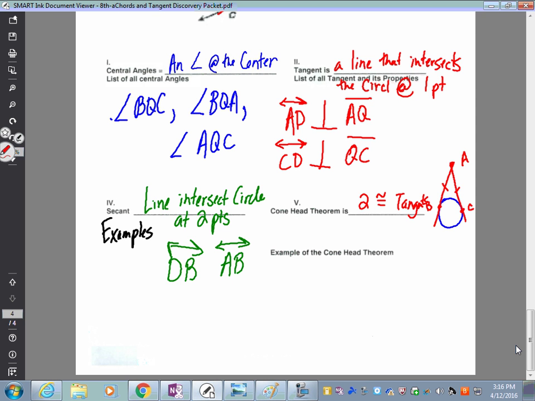So the Conehead theorem is two congruent tangents from the same point. They have to come from the same point, and they'll be congruent. So look at your figure. Do you have an example of the Conehead theorem? Yeah. Which two tangents? AD is congruent to DC. Yes. Those two tangents would be congruent.